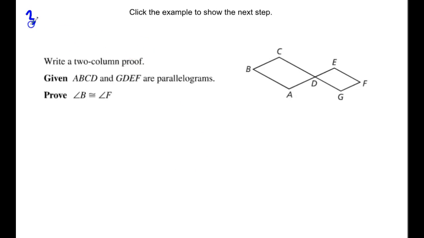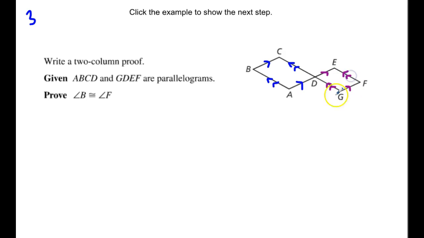So now let's look at this as example number 3. Write a 2-column proof. And I'm going to click on this one. So given that ABCD and GDEF are parallelograms, prove that angle B is congruent to angle F. So first thing I want to do is draw my picture and label it. So I know ABCD is a parallelogram, right? So I know that these two are parallel and these two are also parallel. And then I know that GDEF is a parallelogram, so I'm going to label that as well.